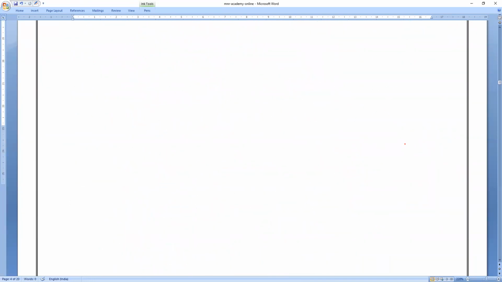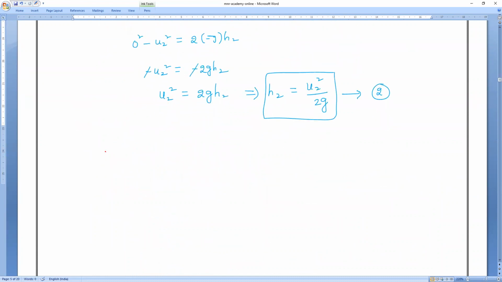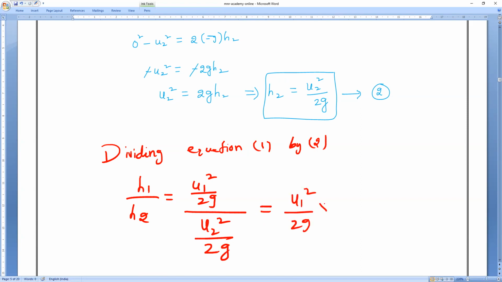Then dividing equation 1 by equation 2. We have equation 1 and equation 2. So what will happen? h1 divided by h2 is equal to equation 1, u1 square by 2g, divided by equation 2, u2 square by 2g. Is it okay, guys? So u1 square by 2g into 2g divided by u2 square. So 2g will get cancelled.